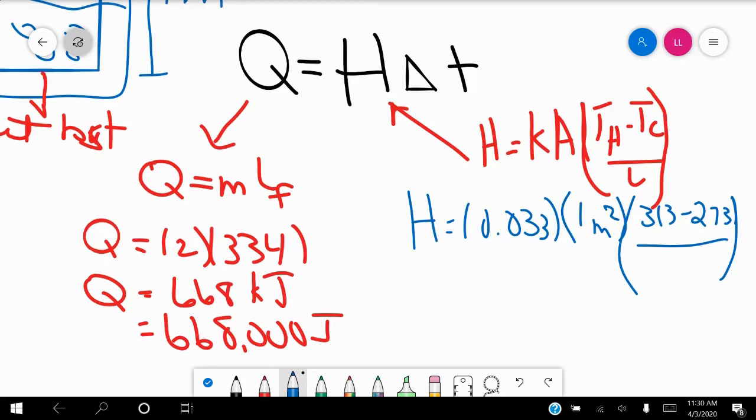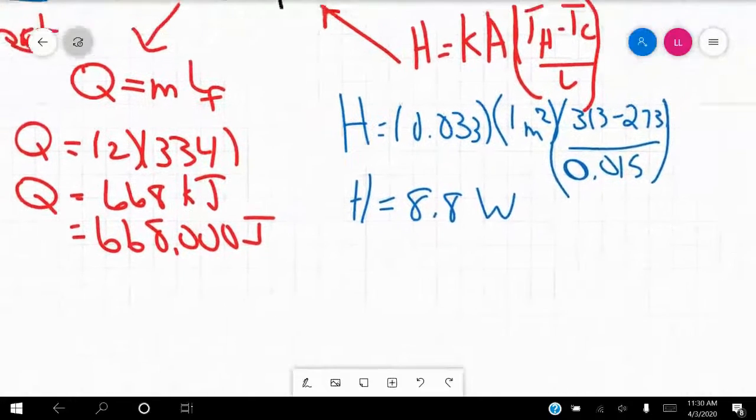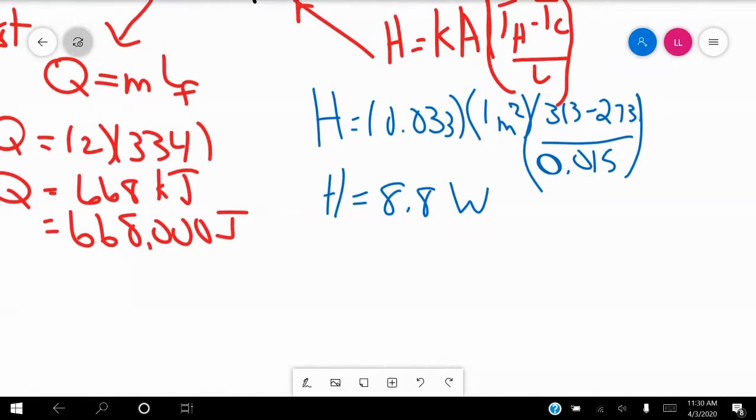This is not necessarily a temperature difference, because it's a hot temperature and a cold temperature. In the long run, yes, it is a delta T, but be careful with this. You'll want to convert, because maybe you need to solve for the cold temperature, or you may need to solve for the hot temperature. And we divide by the thickness of the walls, which is 0.015. So this tells us that the heat flow, or the thermal conductivity, is 8.8 watts. It's a unit of power, so that's joules per second.